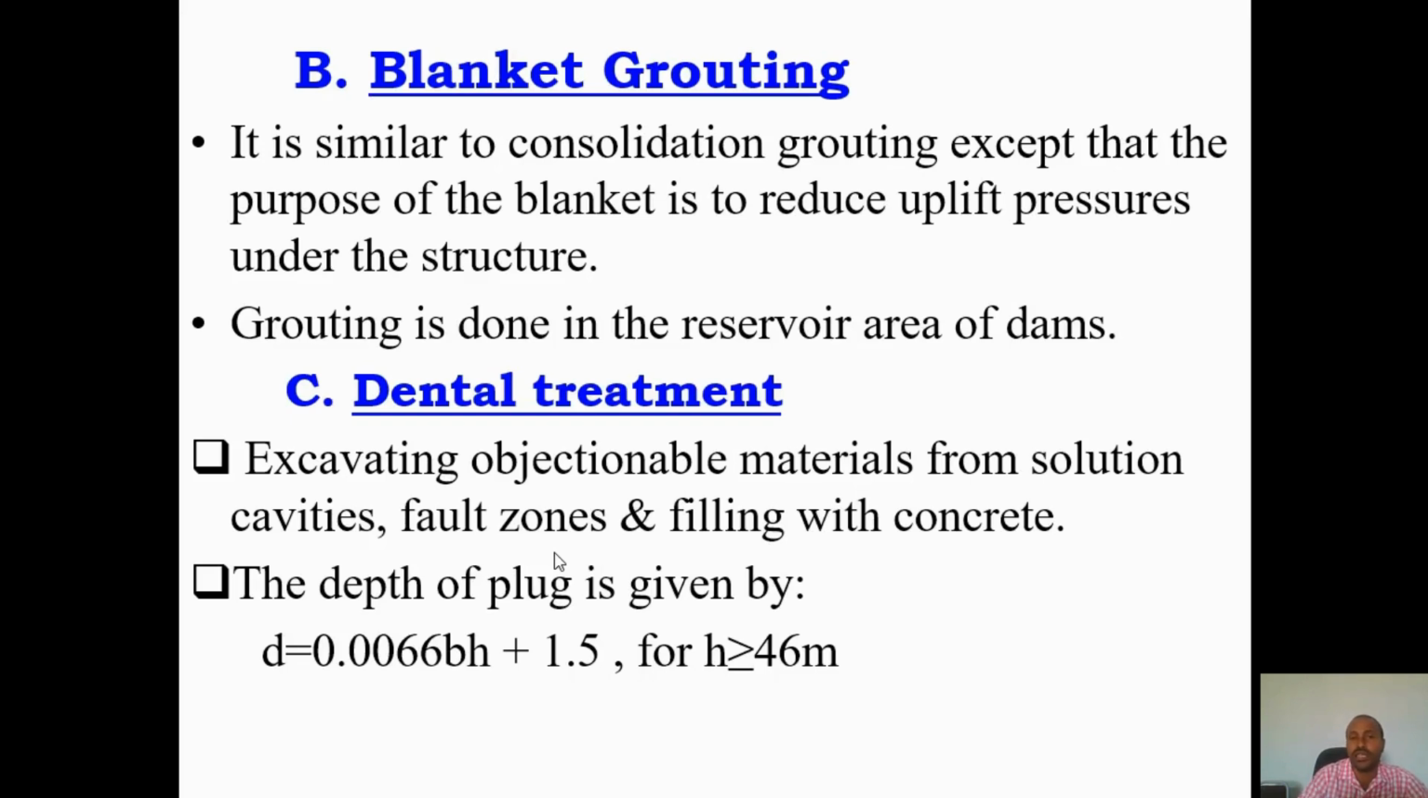So the second one is blanket grouting. It is similar to consolidation grouting, except that the purpose of blanket grouting is to reduce what? Uplift pressures under the structure. Uplift pressure acts in the upward direction under the structure, under the dam body. So you are going to reduce uplift pressure. Grouting is done in front of the dam, upstream of the dam, in the reservoir area. Most of the time, around the reservoir area, you can fill with this blanket grouting.